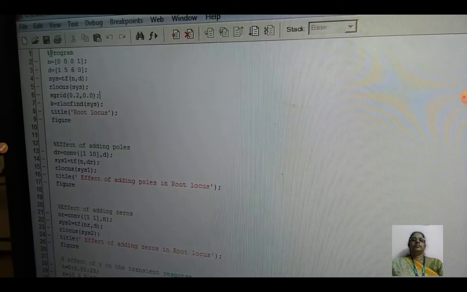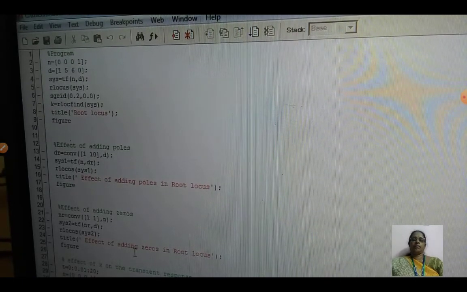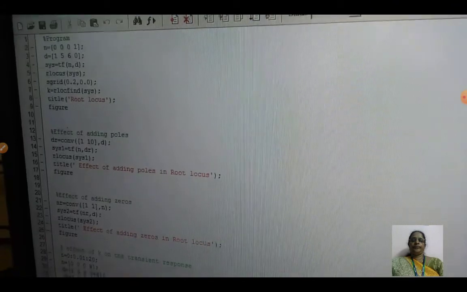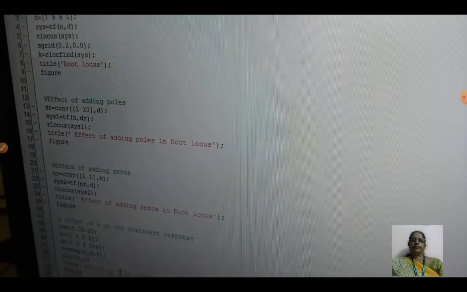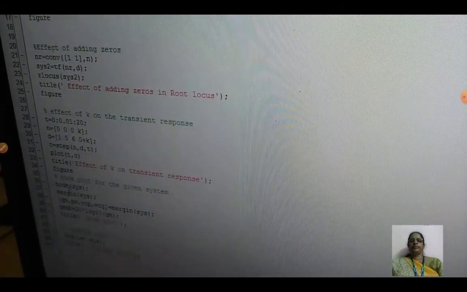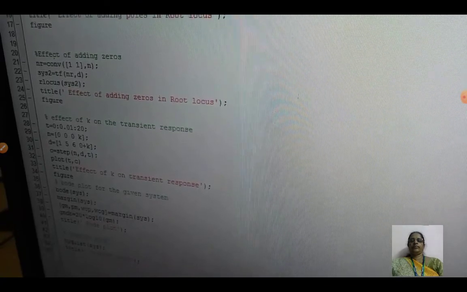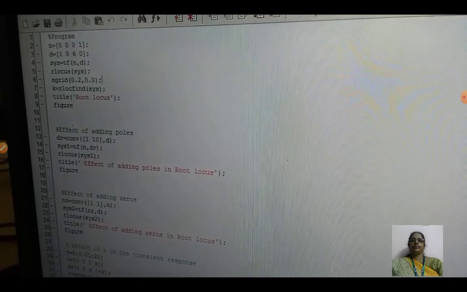For this we have to draw the root locus and then see the effect of the poles on the root locus. Then we add a zero in the root locus. This is the effect of loop gain K on the transient response. The last one is the Bode plot and Nyquist plot. These are the logic of this program only.